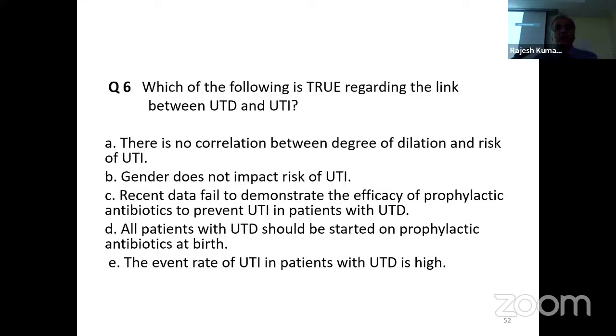Which of the following is true regarding the link between UTD and UTI? There is no correlation between the degree of dilatation and risk of UTI. Gender doesn't impact risk of UTI. Recent data failed to demonstrate the efficacy of prophylactic antibiotics to prevent UTI in patients with UTD. All patients with UTD should be started on prophylactic antibiotics at birth. The event rate of UTI in patients with UTD is high.